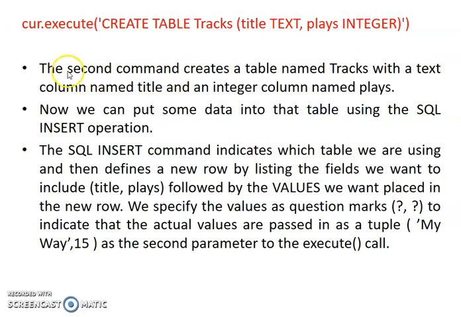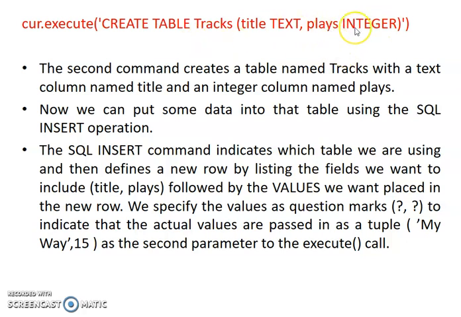Now if you try to create a table with the name, we can successfully create the table without any error. So we are executing the command create table tracks. The name of the table is tracks, and the parameters which we already discussed are title text, place integer. We know title and place are the names of the columns. Text is the type of value we can provide for title. For place, we can provide an integer value.